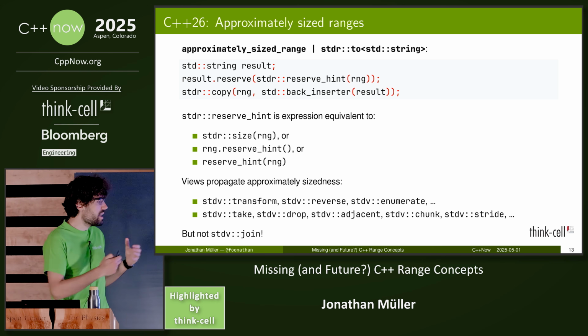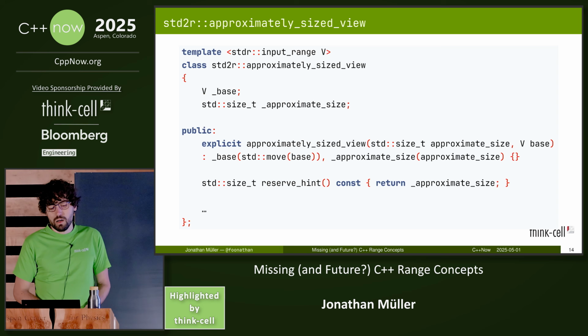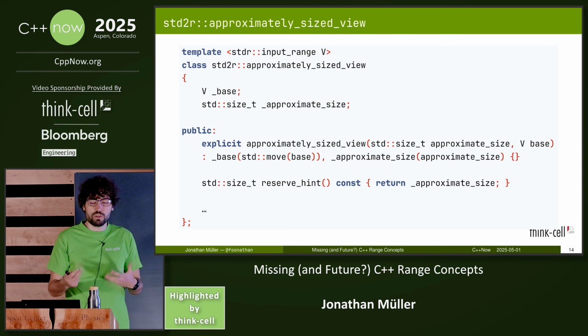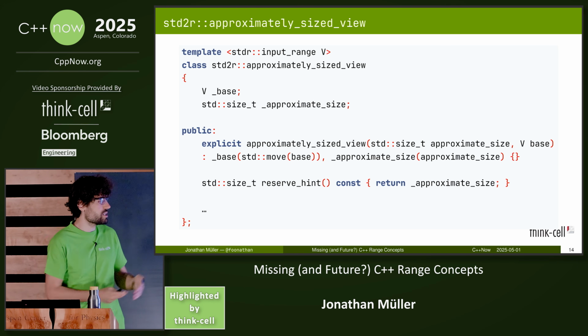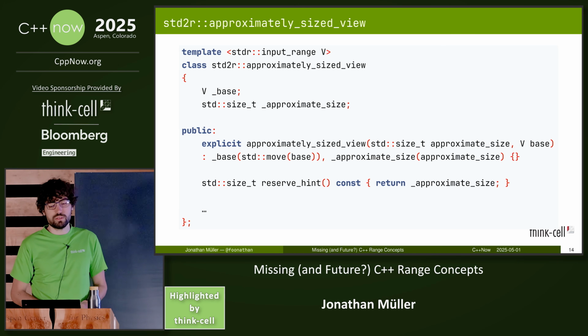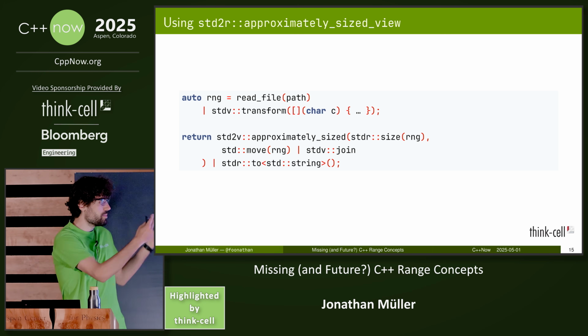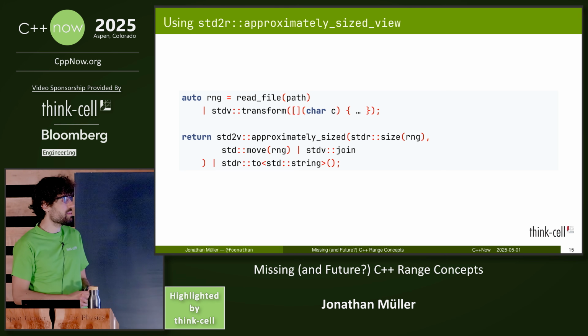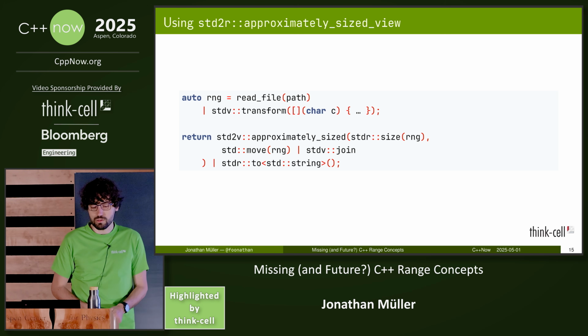So we need some way to tell the code, hey, we have an approximately sized range of the given size, right? And so the missing thing here is some convenience view that grabs an input range and provides a size. We construct it from a view and a size, and this is then the size that serves as our reserve hint. And then before we call toString, we say we know a view that's approximately sized the same as the input, which is the same as the transform, and the thing we're wrapping is the joined version. We pass that to toString.